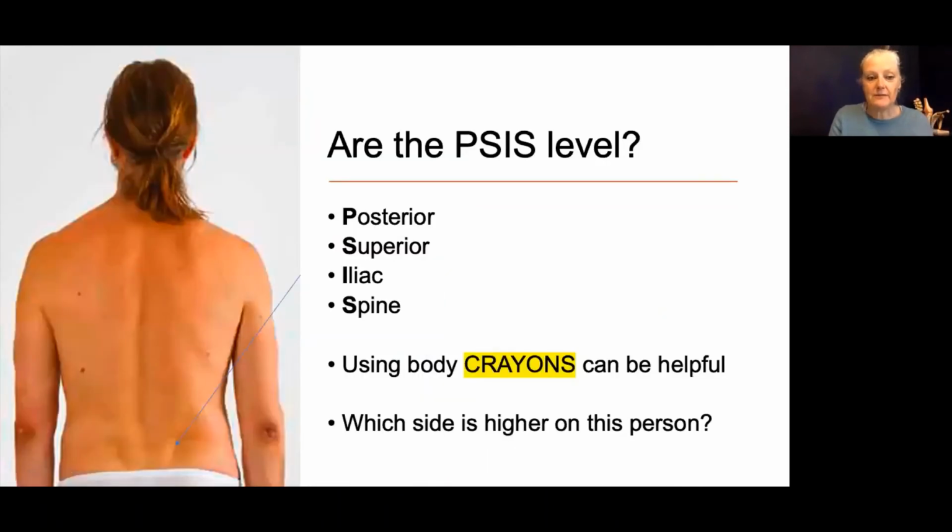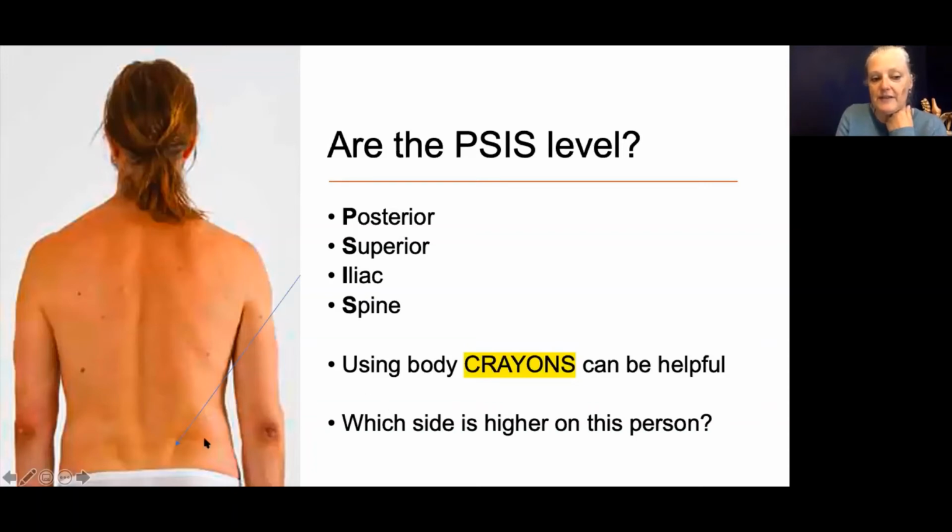The other thing to look at, I'm sorry this blue arrow's come out a bit pale, is the PSIS, the posterior superior iliac spine. These are the little dimples on the back of the pelvis, and some people you can't see them. If you can't see them, don't worry about it. But it's quite useful if you put a little crayon mark on them, and then you can show people.